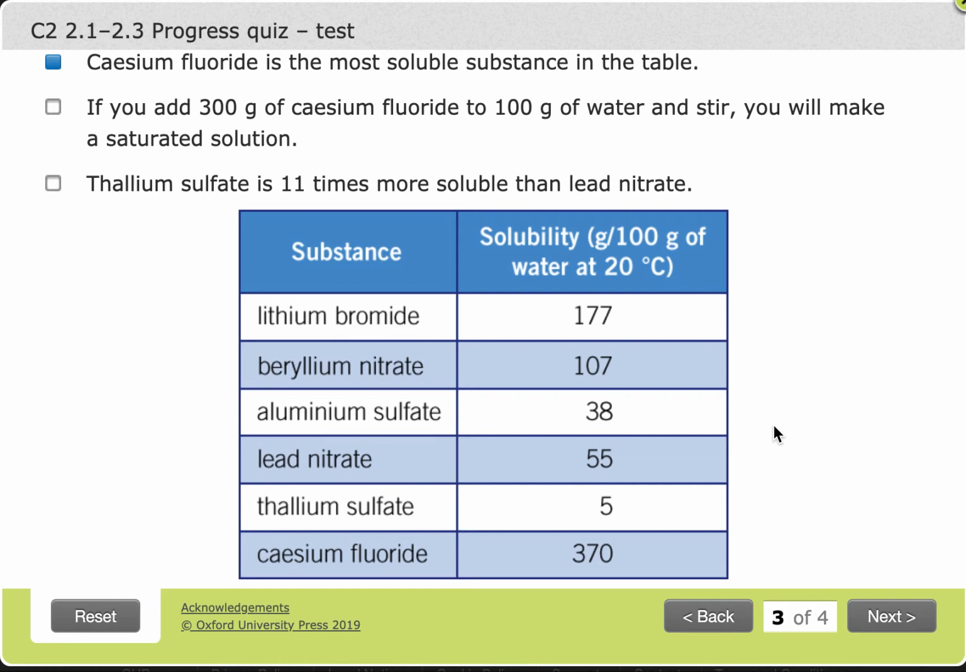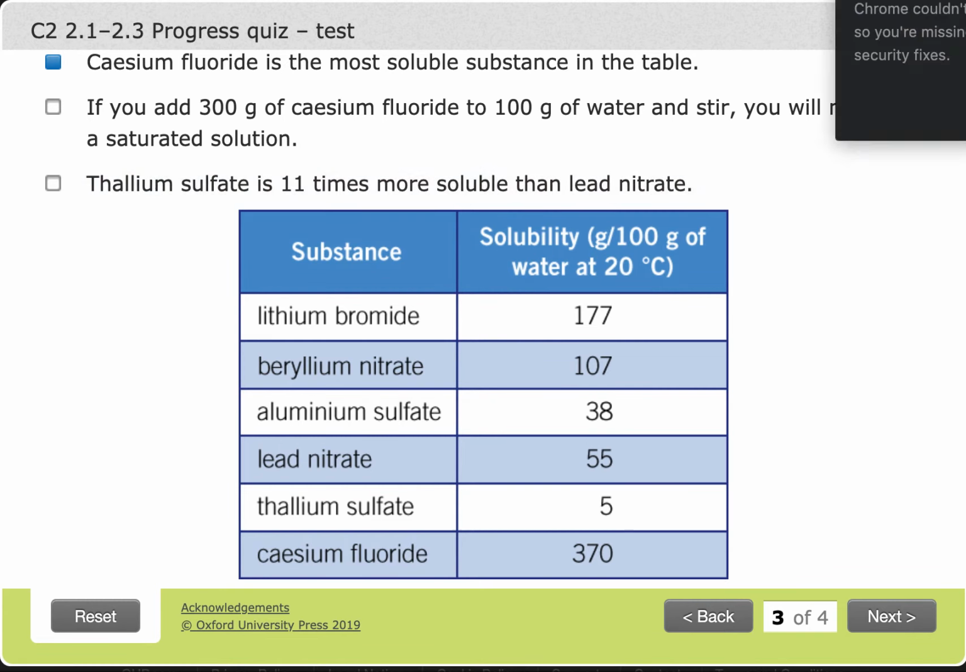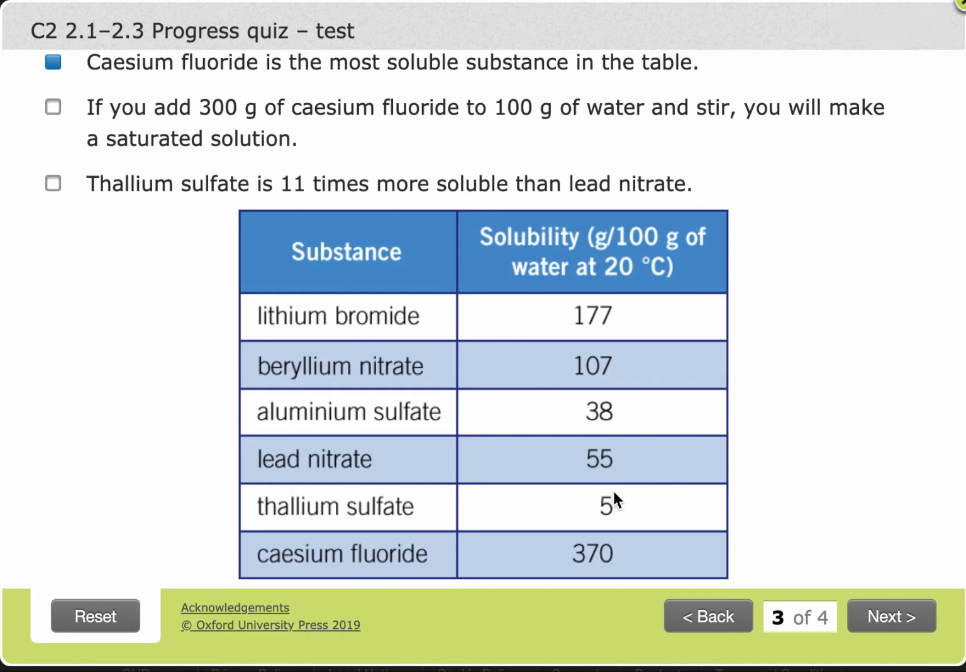If we add 300 grams of cesium fluoride to 100 grams of water and stir it, you will make a saturated solution. Well, in this case, we are under our maximum limit, and so therefore this is not true. We still have 70 grams that we could dissolve in there. And lastly, thallium sulfate is 11 times more soluble. Thallium only will dissolve 5 grams, whereas lead nitrate will dissolve 55. That actually means that lead nitrate is 11 times more soluble than thallium sulfate.